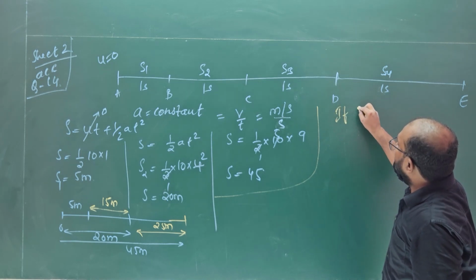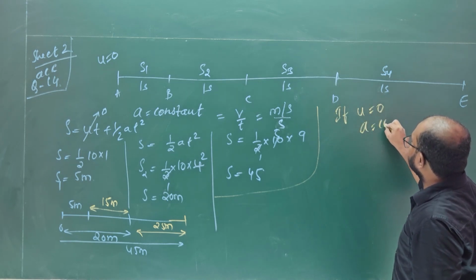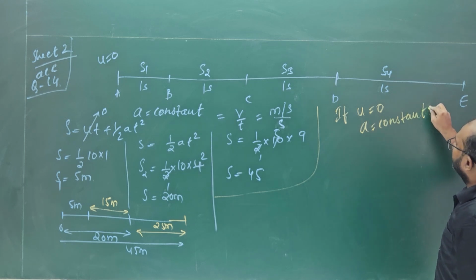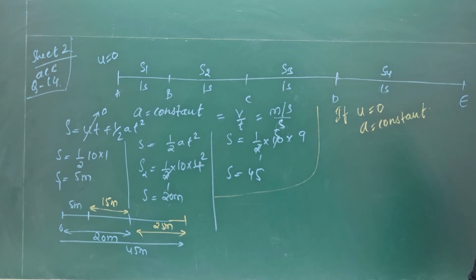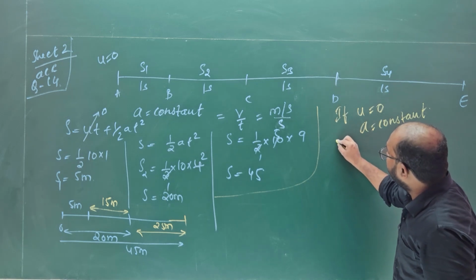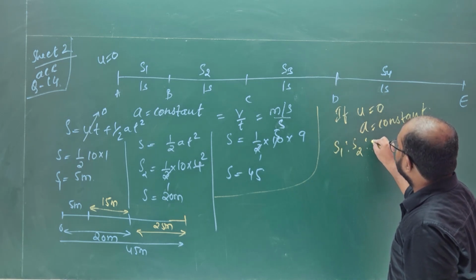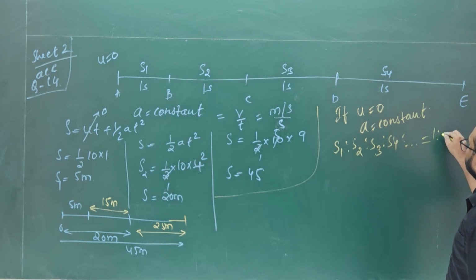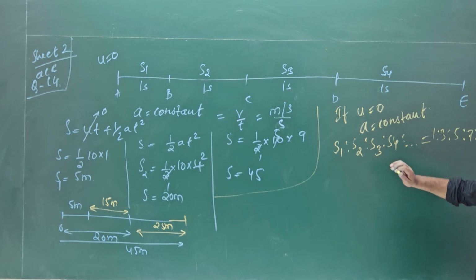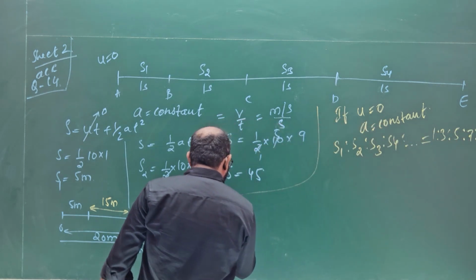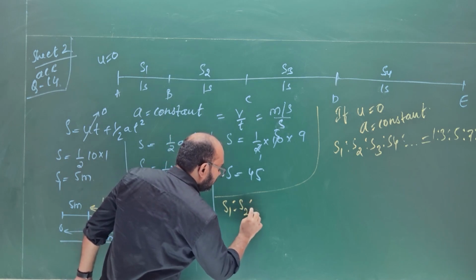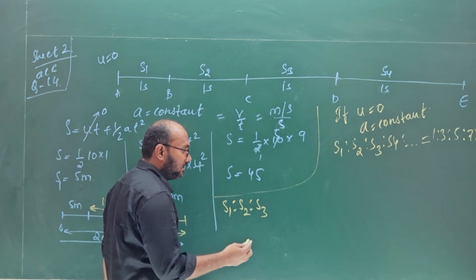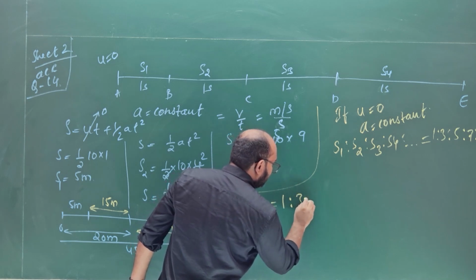If U is equal to 0 and A is equal to constant, then we write S1 is to S2 is to S3 is to S4, and so on, is equal to 1 is to 3 is to 5 is to 7 is to 9, and so on. Got my point? This is only applicable when U is 0 and A is constant. That means S1, S2, S3, if we are discussing only 3, is equal to 1 is to 3 is to 5.